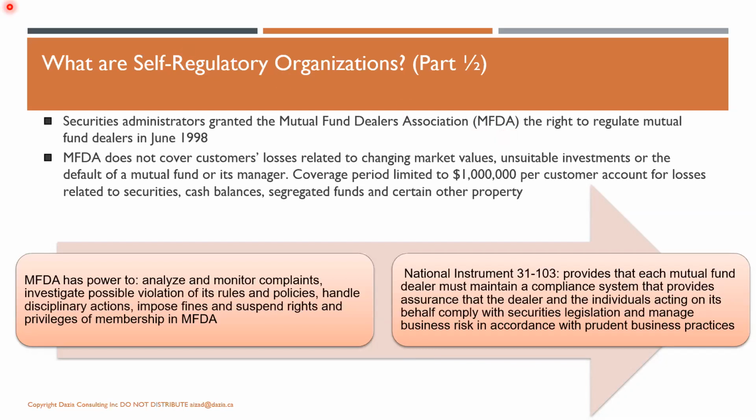So what is the MFDA? The MFDA has the power to analyze and monitor complaints, investigate violations, take disciplinary actions, and impose fines. So it is like a policeman. They have the right to cancel registration and to investigate. So we said there are national instruments. National Instrument 31-103 is one example. It provides that each mutual fund dealer must maintain a compliance system that provides assurance that the dealer and the individuals are following the regulation.